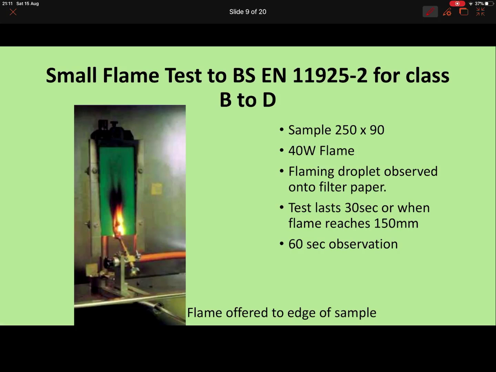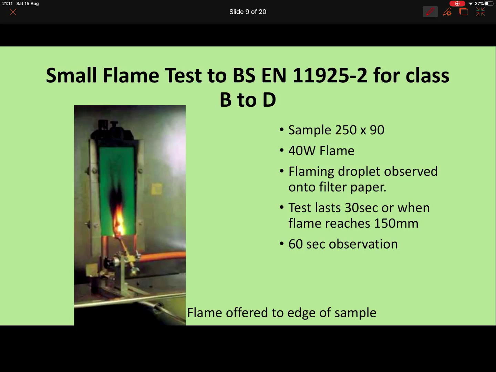So what it says is the sample size is 250 by 90. It can change. There's a couple of variations on the test, but this is going to be good enough. 40 watt flame. The flaming droplets are observed on this test, but you can't fail this test as a result of falling droplets. The flame's there for 30 seconds, and then it's observed for another 30 seconds. So the whole test will last a minute.